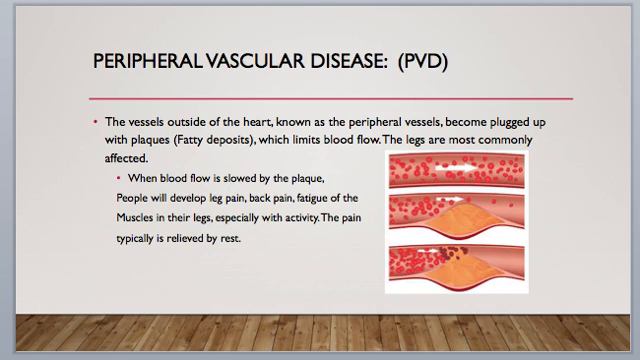Severe cases of PVD require surgery to open up the vessels, while mild to moderate cases are treated with a regimented exercise program, with hopes of creating new little vessels around the blockages to improve blood flow. This is known as collateral circulation.